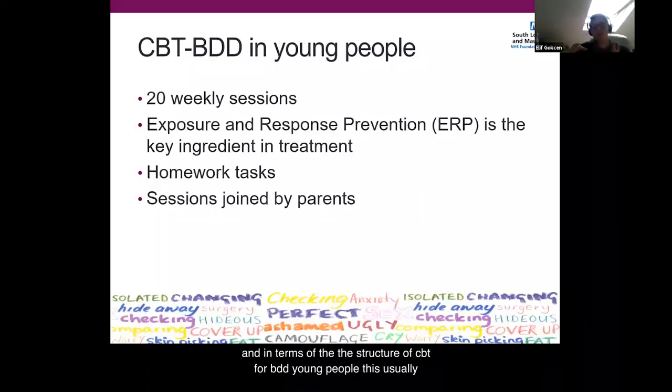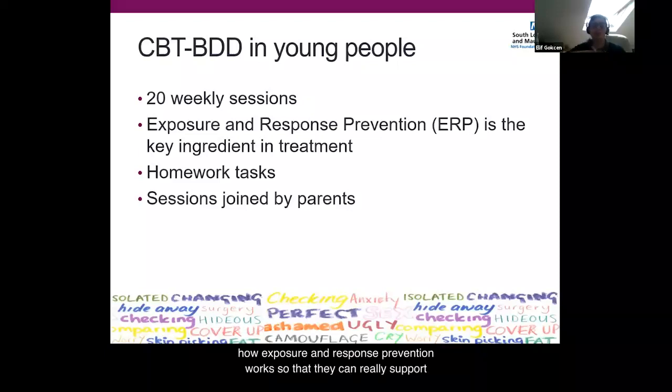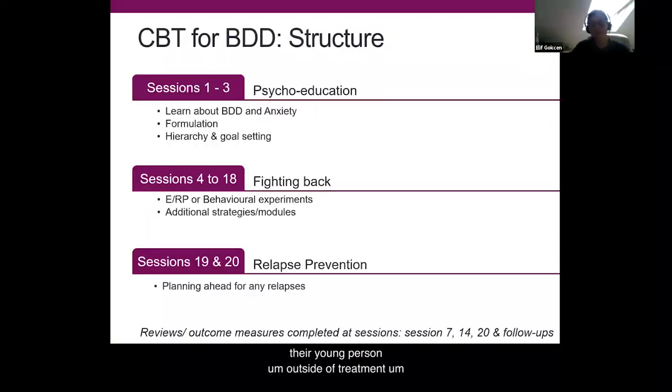And in terms of the structure of CBT for BDD in young people, this usually involves 20 weekly sessions, with exposure and response prevention being the key ingredient in treatment that we focus on. We know that homework tasks can be really important to support progress in treatment and give the young person opportunities to practice what they've learned, particularly ERP tasks, in their own environment. And we also have sessions joined by parents so that they're a part of that learning process, and they really also learn about how exposure and response prevention works so that they can really support their young person outside of treatment.